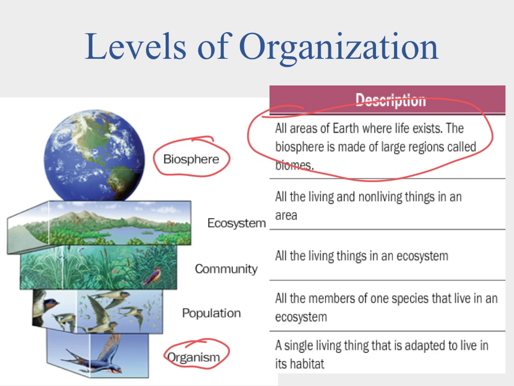So from an organism, several organisms living together are going to form a population. Several populations living together will form a community. Several communities will form the ecosystem, and if we take all the ecosystems together, that gives us what a biosphere is. So we'll learn a little bit more about this as you go through the lessons, but I just wanted you to see these levels of organization.